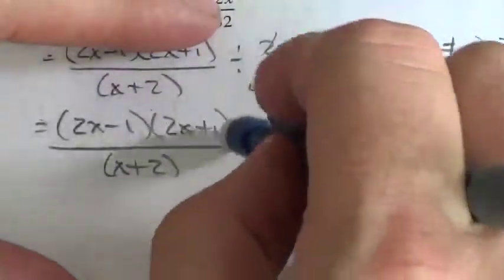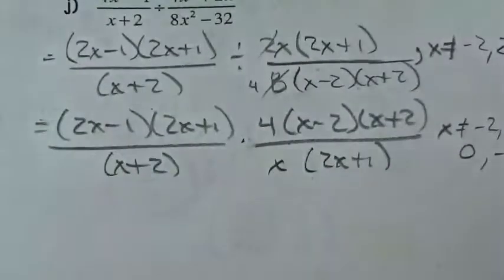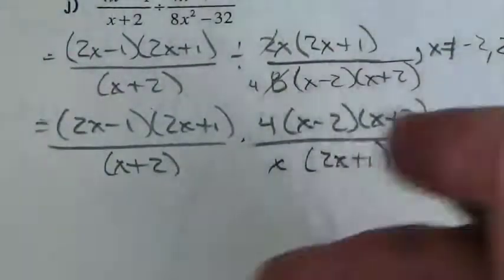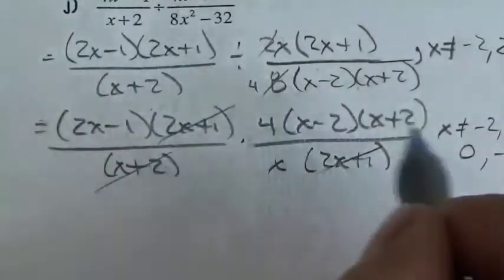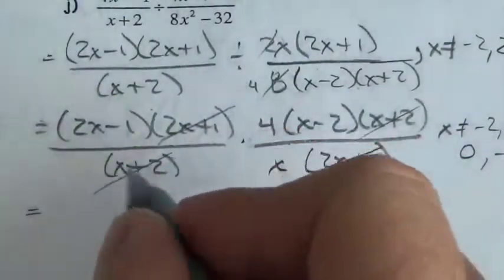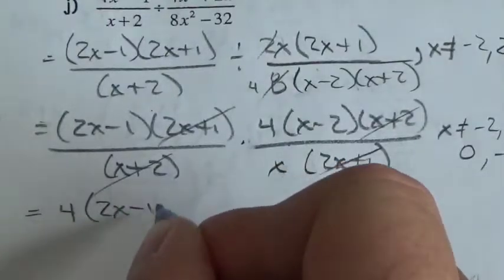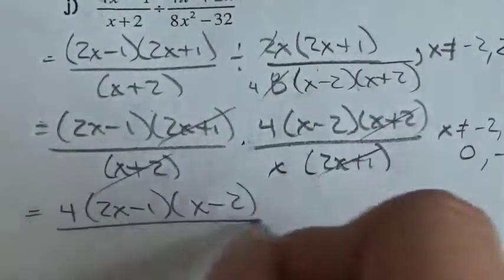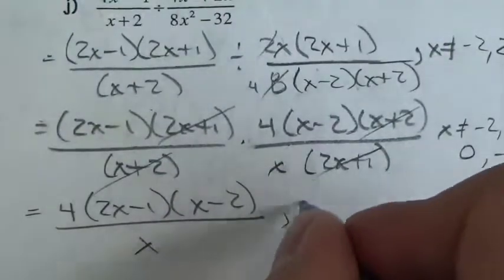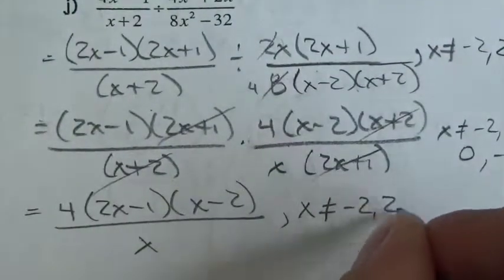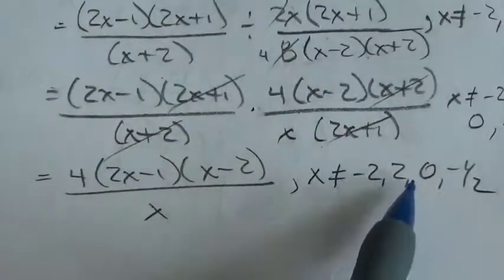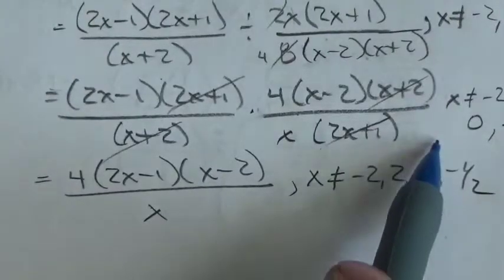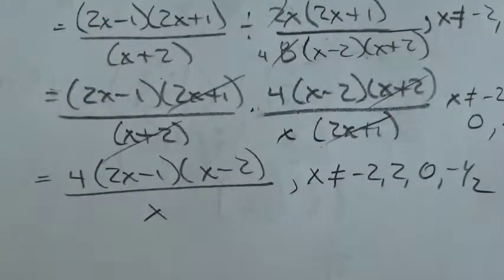Because this is now in the form of a multiplication statement here, the order of the numerators, the order of the denominators, they can switch those around, so I can cancel 2x plus 1 with 2x plus 1, and the x plus 2 with the x plus 2. So I would be left with 4, 2x minus 1, x minus 2, all over just the x, where x cannot equal -2, +2, 0, or -1/2. And out of those restrictions, really, the only one that wasn't absolutely necessary was the 0, but we put it in there just to make sure we get the mark, right? Is this a good enough answer?